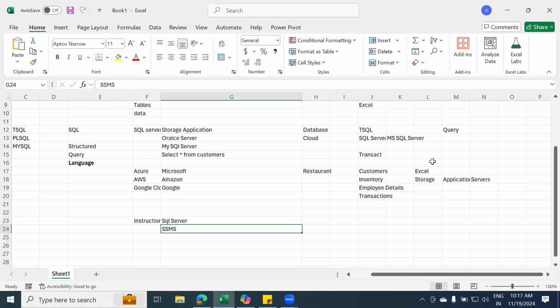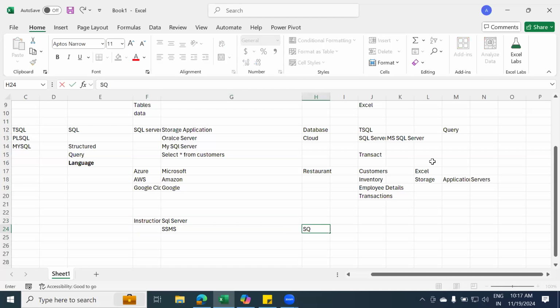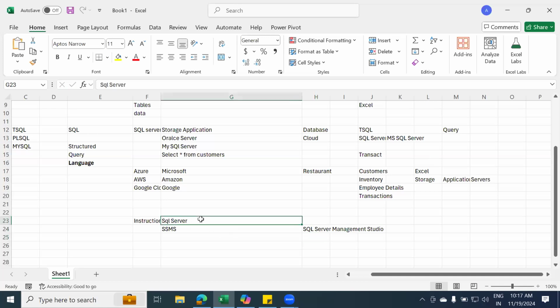Any idea what this SSMS is? Anybody know the full form? No? Okay. SSMS stands for SQL Server Management Studio. And by now, you understand that SQL Server is a service provided by Microsoft. Now, what is this SSMS and why are we using it? Anyone have an idea?